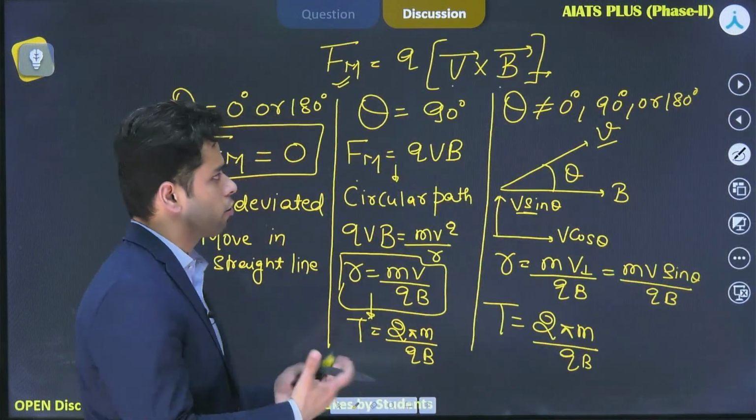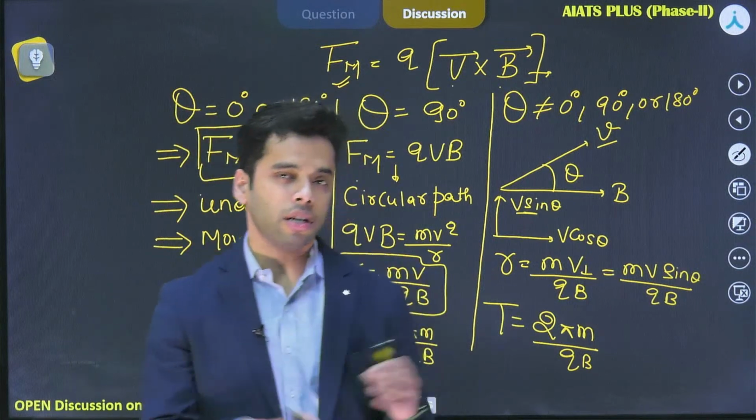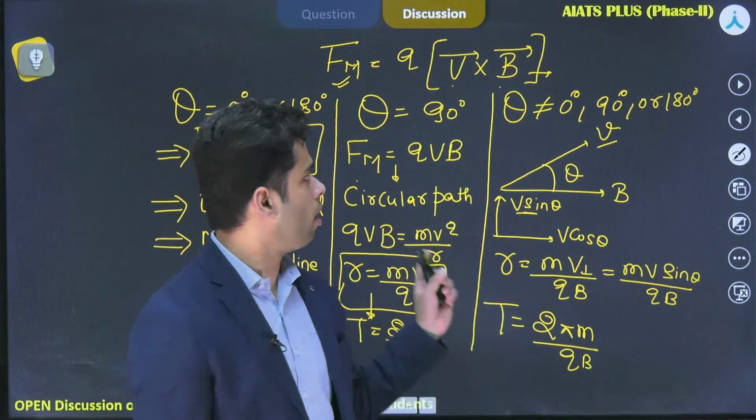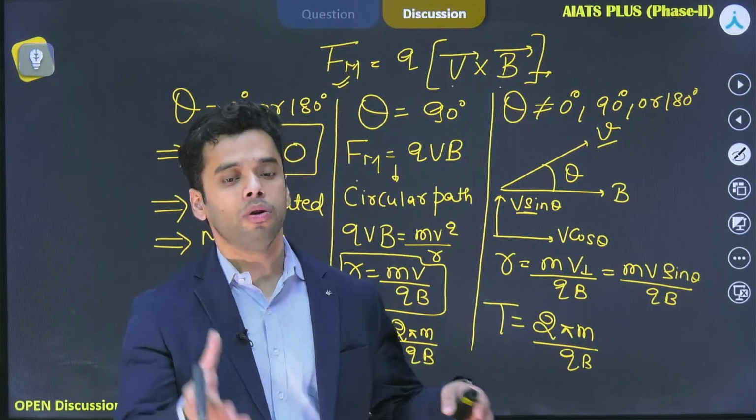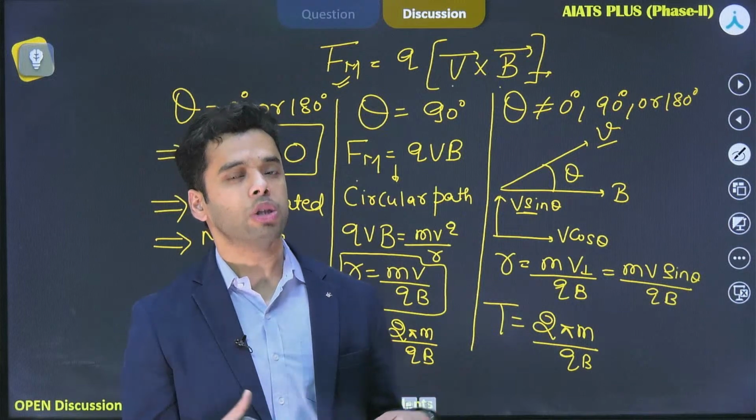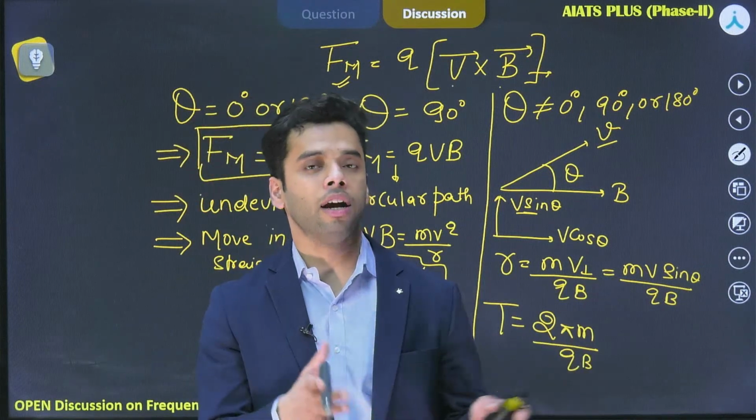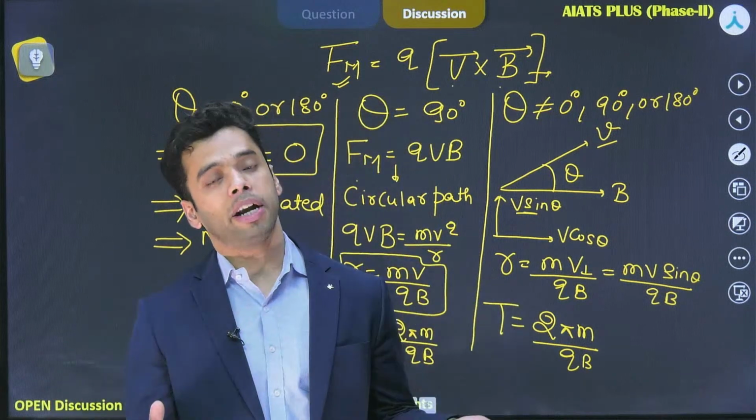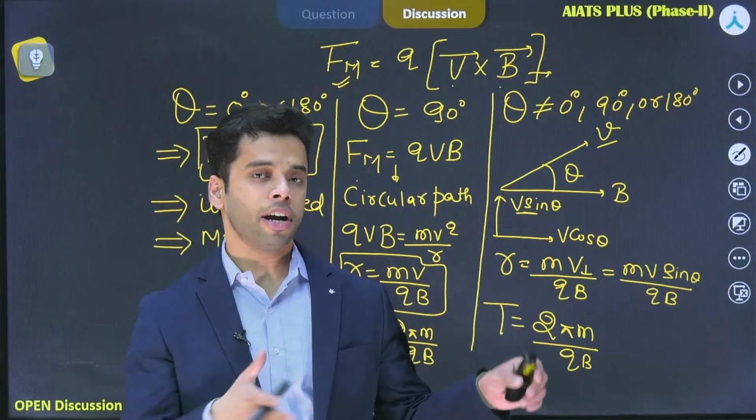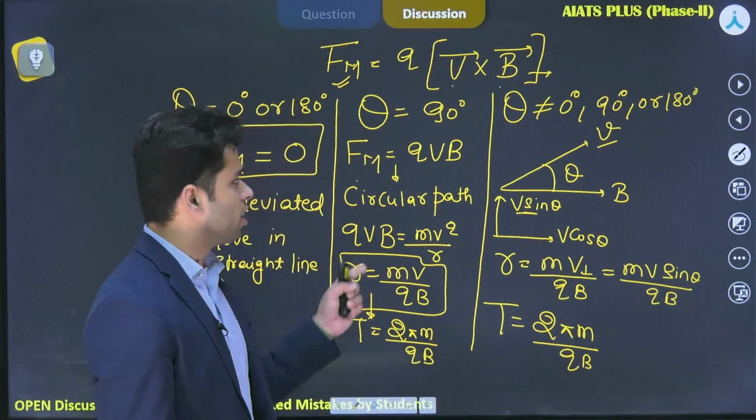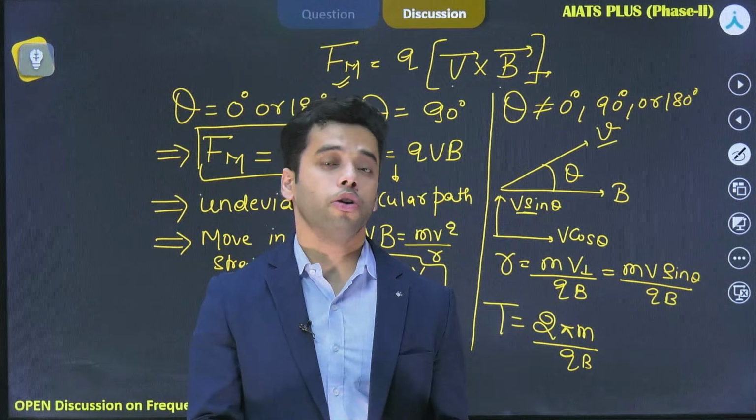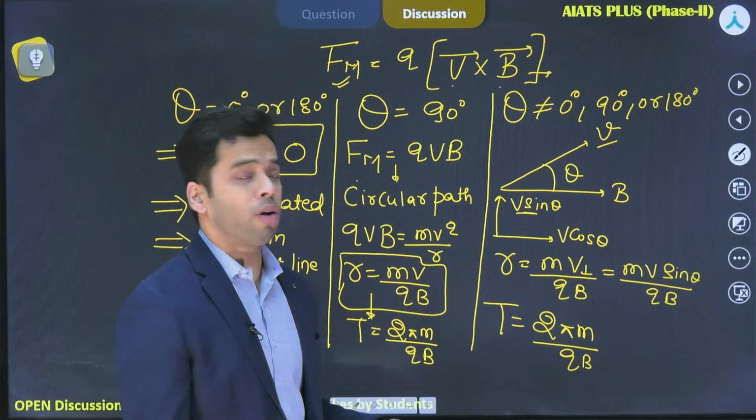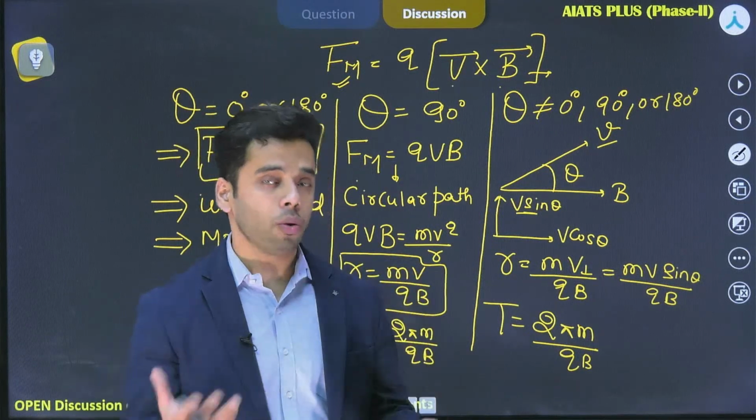So if you want to take the screenshot, you can take. This is the summary of how to deal with the magnetic force that will be applied on a charged particle if it enters a magnetic field with a certain velocity v. It depends upon at what angle it is entering the magnetic field. If the angle is 0 or 180, no magnetic force will act. It will pass undeviated and continue to move in a straight line. If it is 90, the particle will undergo uniform circular motion. We have the expressions for radius and time period, and from these expressions, you can also find the expression for the frequency.